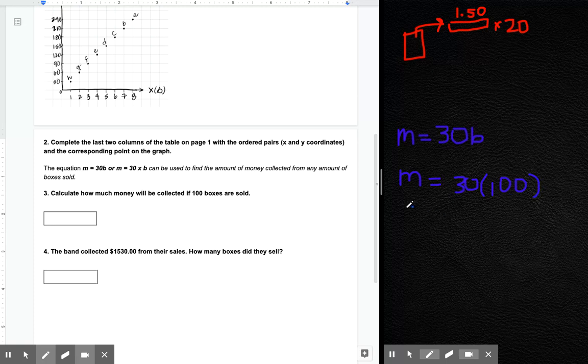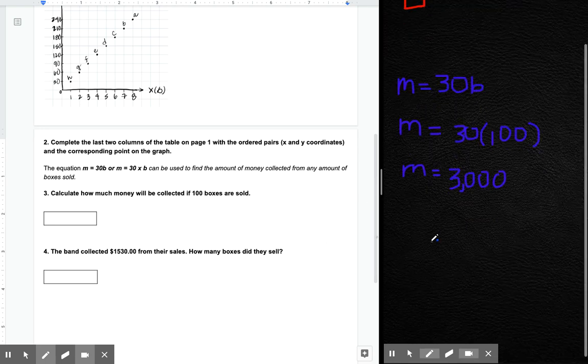So you can just solve that then. M equals 30 times 100. Well, I see 2 zeros, so I can just add those on. 1, 2. So you would make $3,000 if you sold 100 boxes. Okay, so that's plugging it into the equation.